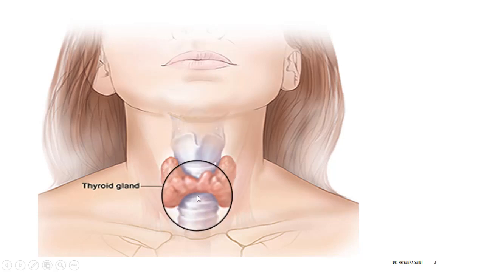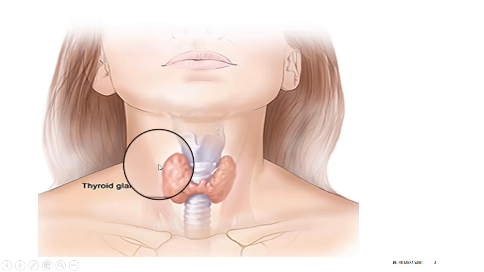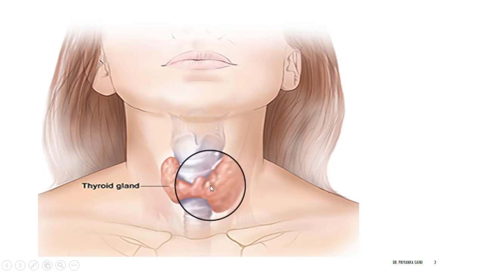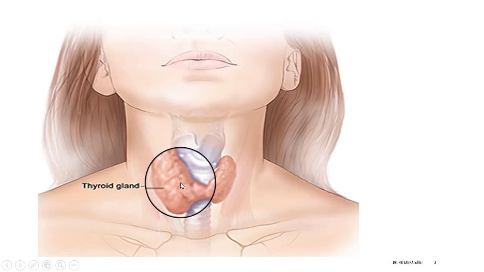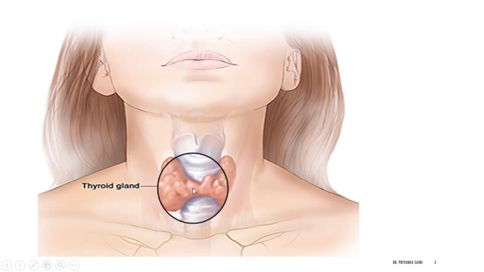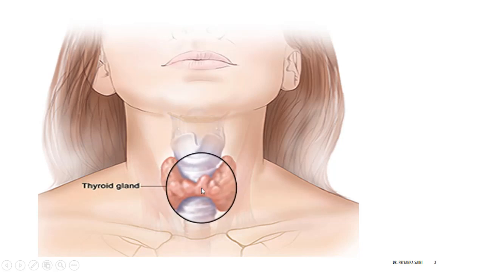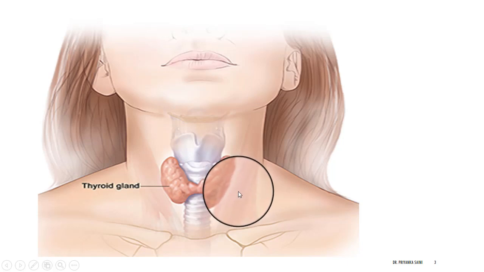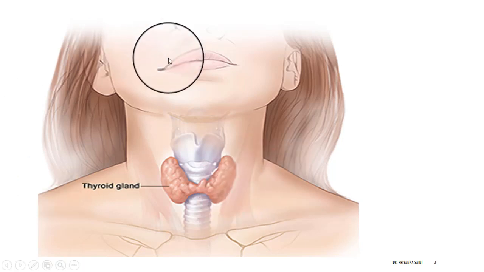It is roughly butterfly shaped with two lobes wrapping around the trachea and connected in the middle by an isthmus. The thyroid gland is not usually palpable. It is supplied by the superior and inferior thyroid arteries, drained via the superior, middle, and inferior thyroid veins, and has a rich lymphatic system. So this was all about the anatomy of the thyroid gland.